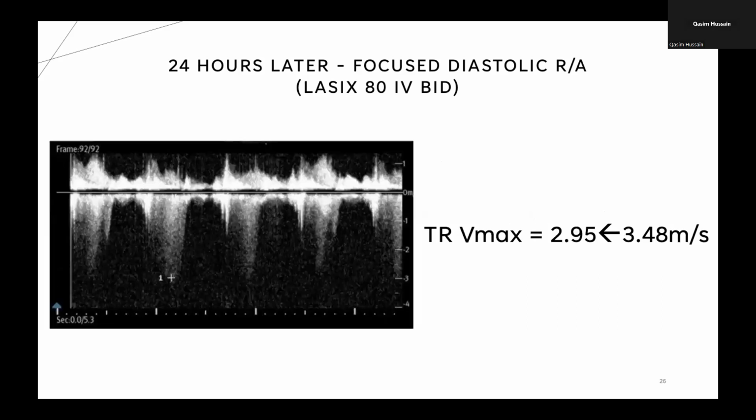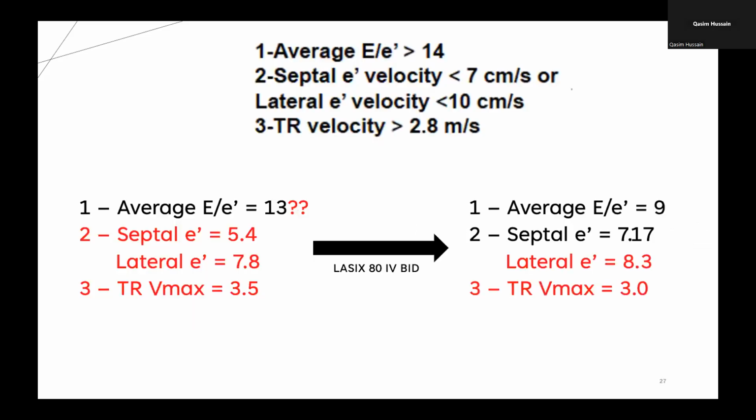And then I also repeated TRV max, and that also came down from 3.48 all the way to 2.95. And this is all just after 80 of IV Lasix. And I believe she had received 3 doses by the time I'd reassessed her here. And I forwent the left atrial assessment. That looked a little bit similar, but I don't think you'll see anything as dramatic on that right away.